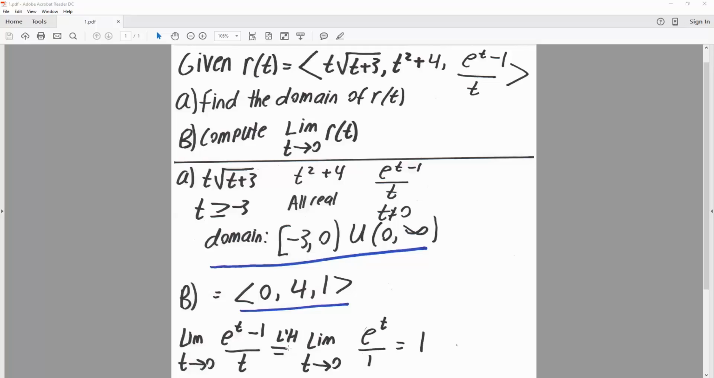So if we use L'Hopital's rule, we're taking the derivative of this, and we're taking the derivative of this. Taking the derivative of this, we would simply get e^t. Taking the derivative of this, we would get 1. So now we insert 0. So e raised to 0 would be 1. So 1 divided by 1 would be 1. So our final answer would be the vector 0, 4, 1. And that's all we need to do.